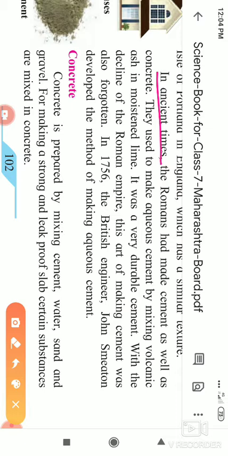Okay, and the Romans had made cement as well as concrete. In ancient times they made aqueous cement by adding volcanic ash and moistened lime to it. They were adding it, and then what happens? It is a very durable cement.